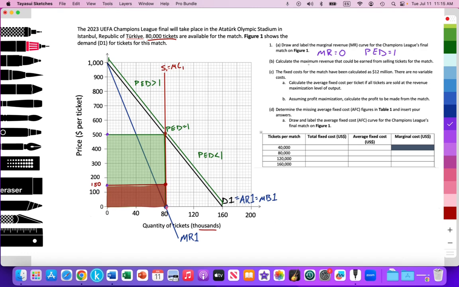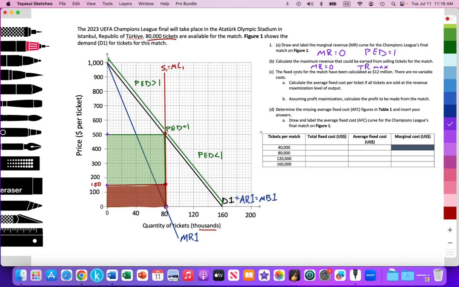Then we went ahead and calculated the maximum revenue that could be earned from selling tickets. And where MR equals 0, total revenue is at max. So where MR equals 0, that is the rule for revenue maximization. At that point, total revenue will be at maximum, and there's a video linked below that goes over that in a lot of detail. So here we have 80,000 tickets being sold, and according to the demand curve, the price is 500. So 500 times 80,000 gives us the total revenue there.